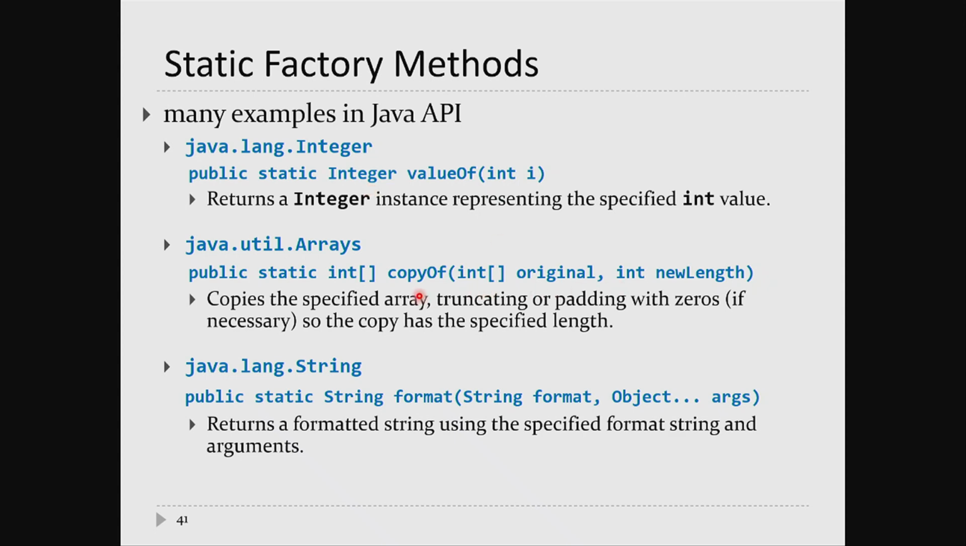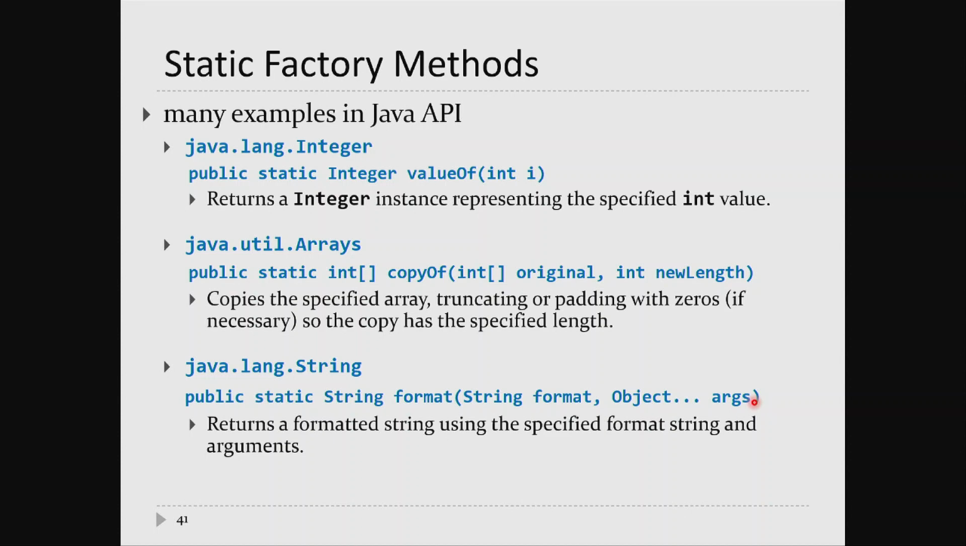Copy of we've seen, so that's in the Arrays class. Copy of will make a copy of that array and return the new array back to the caller. Format will return a formatted string given that format string definition and a bunch of objects that you want to put into the string, or that you want to get the string representation of.